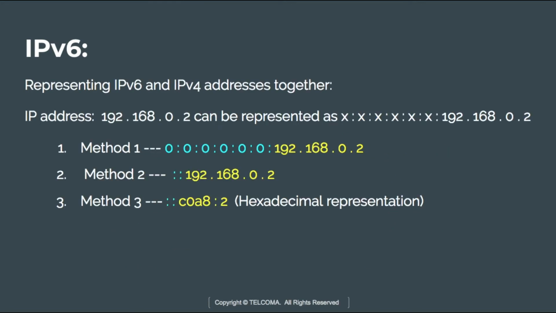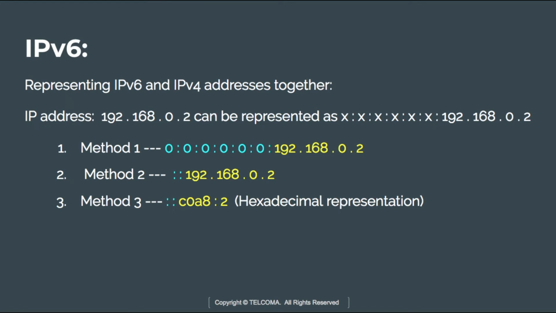Next is representing these addresses together. I want to represent the IP address 192.168.0.2 in this combination of address. Method 1, I can write it as 0:0:0:0:0:0 then 192.168.0.2. Another method is to put a double colon in front of this IPv4 address, and then 192.168.0.2.